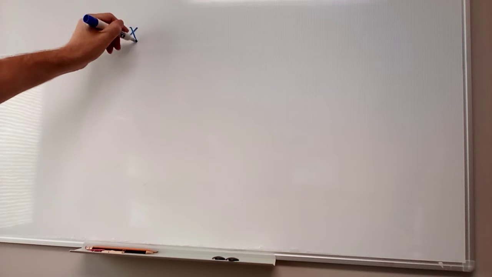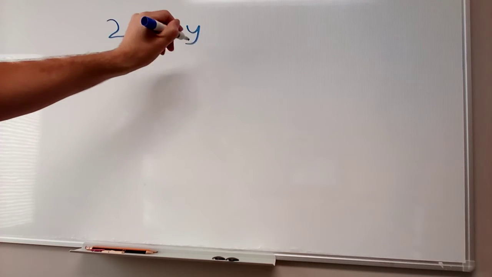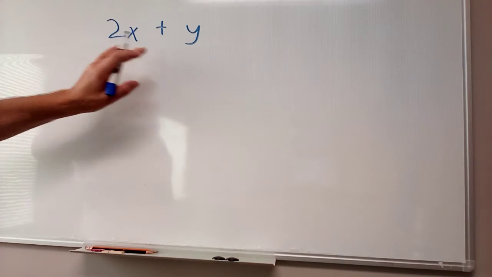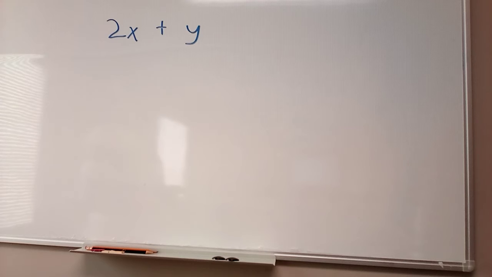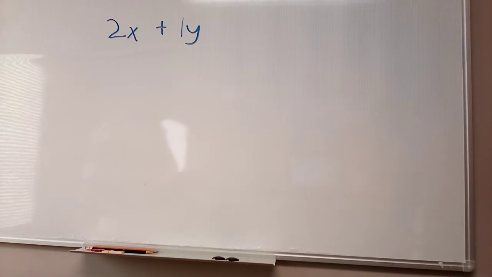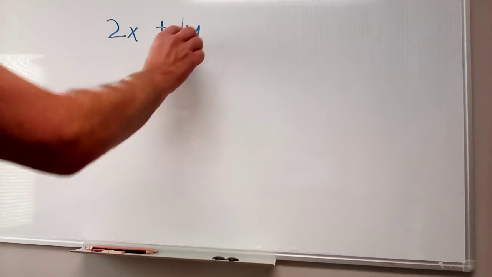Another thing to remember, if I have 2x plus y, in this problem, the coefficient to the x is a 2. What's the coefficient to the y? If there's no numeric coefficient, it is understood to be 1. So you don't have to put the 1 there, but I just want to show you, if you have just a variable by itself, it means 1.